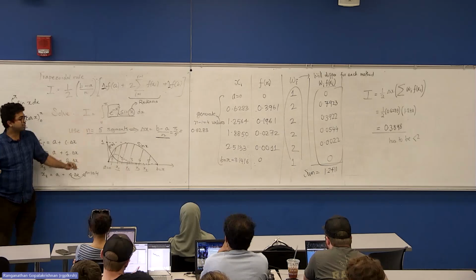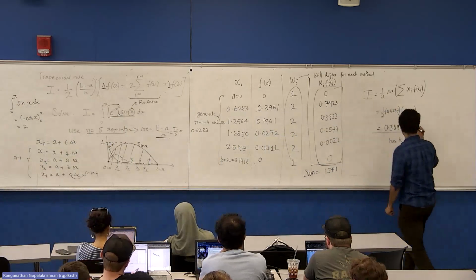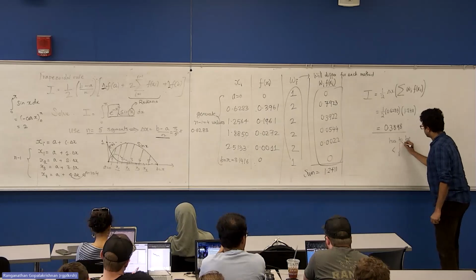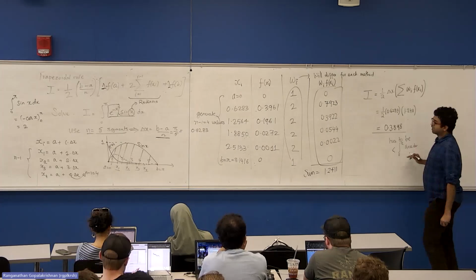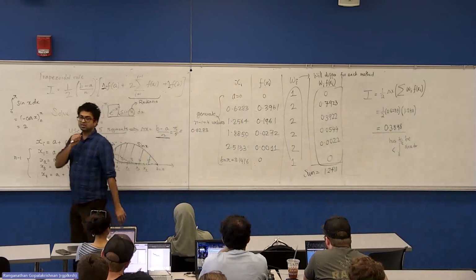So the first sanity check is this number has to be smaller than the integral from 0 to pi of sin x, which is like the upper bound for this integral. What other test can we do?